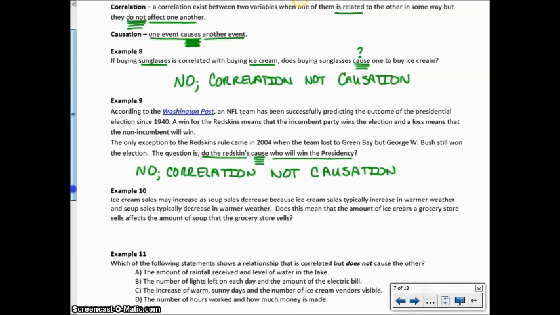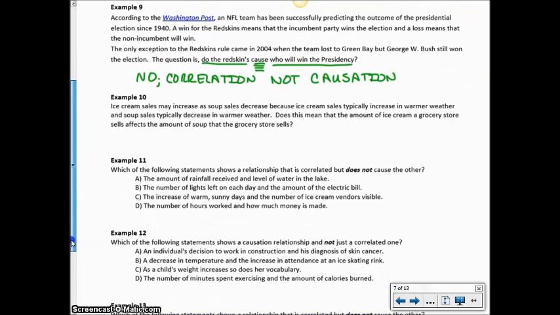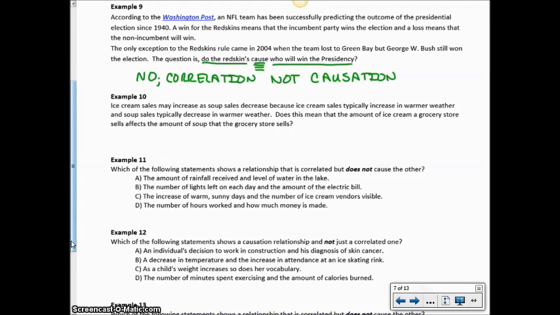Okay, so that one was kind of an easy one, of course. That would be stupid to think that. So, no, the Redskins do not cause someone to win it.